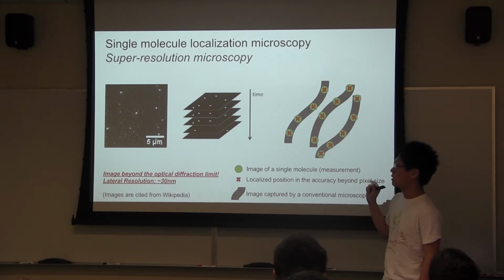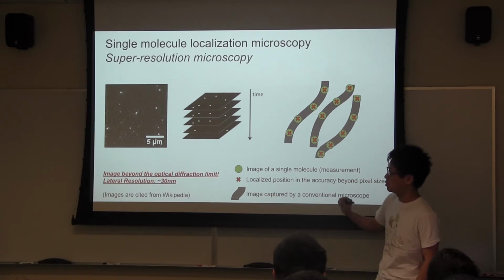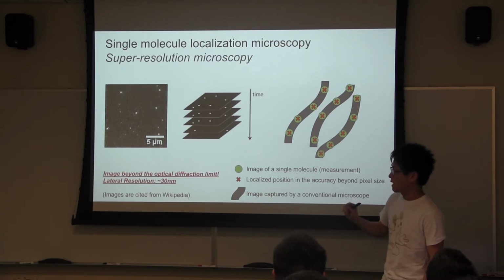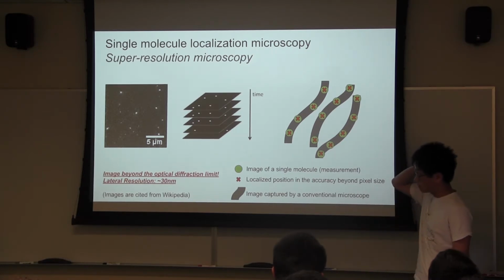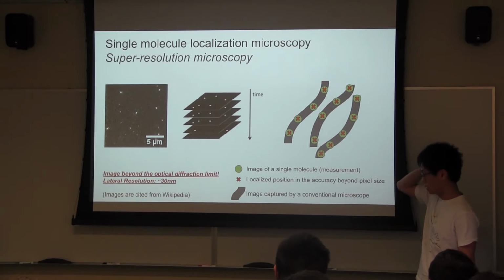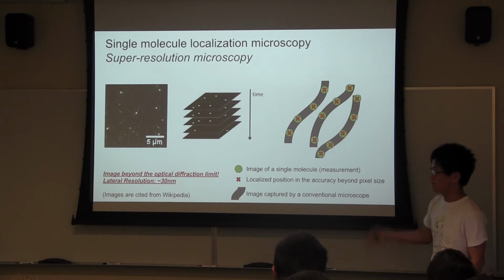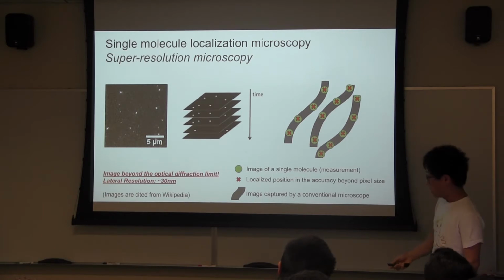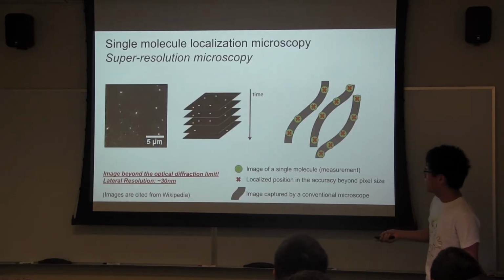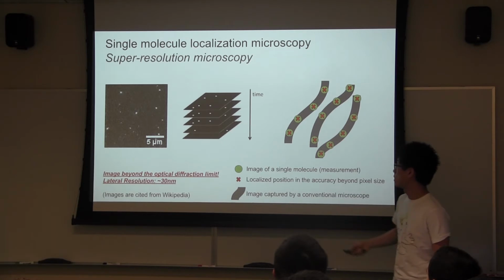Which means that you can fit the point spread function to each bright spot. That fitting gives you an estimate of the location of the molecule, at an accuracy of tens of nanometers. By accumulating this information from thousands of images, you can reconstruct a single super resolution image that has a resolution of 30 nanometers.